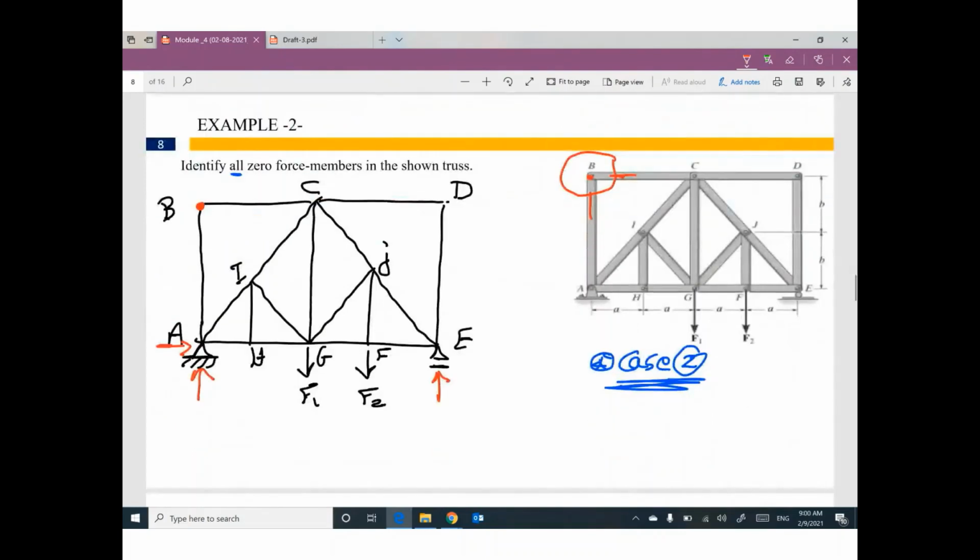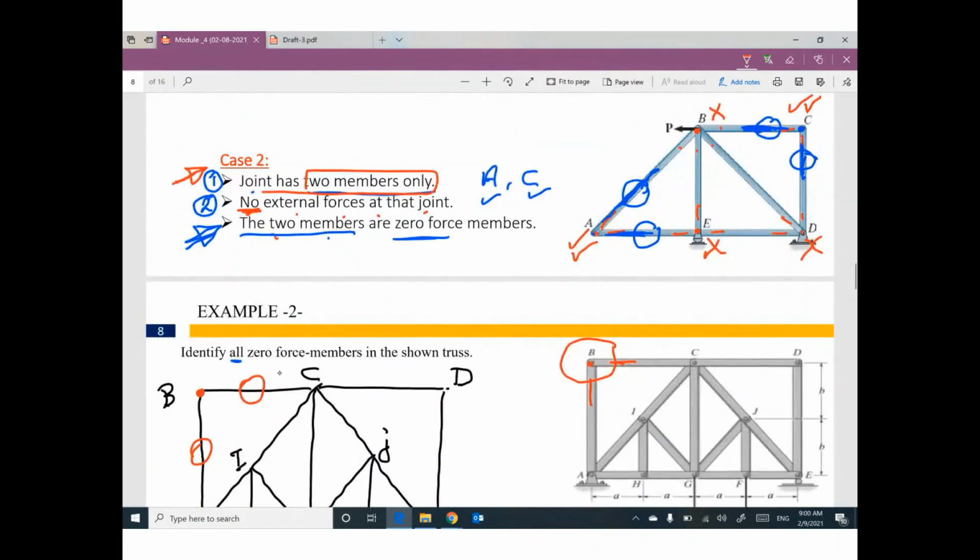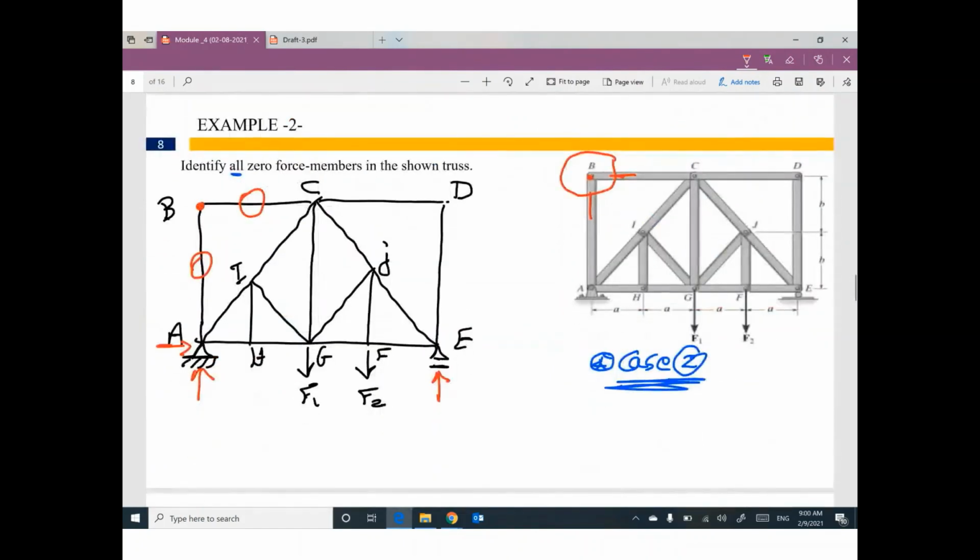The final conclusion, this member and this member, which are connected at this joint, are zero force member. The two members are zero. So the final conclusion, this member is zero, this member is zero. Just draw a circle. Circle means zero. And delete it. Please, if you have a member which is zero, delete it. This is the reason why I told you I need to redraw. Redraw with a pencil. Because if you have zero force member, I'm gonna delete it.